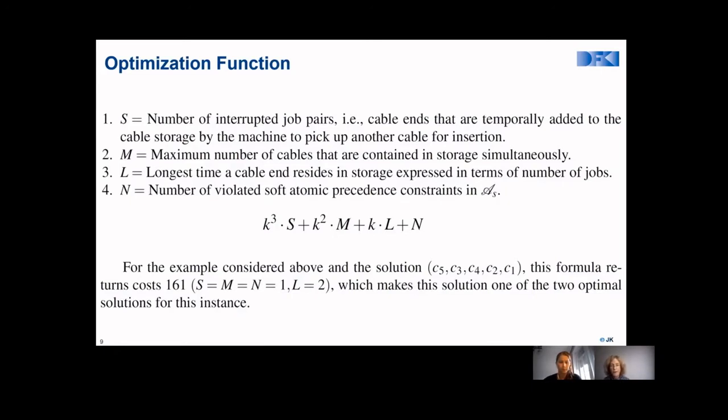For our example and the solution C5, C3, C4, C2, C1, this cost formula returns cost 161. The value of the optimization criteria S, M, and N is 1, whereas L equals 2. So this solution is one of the 2 optimal solutions that exist for this instance. With this, I would like to hand over to Sophia Saller.